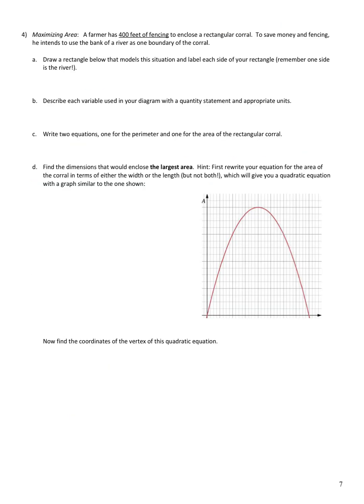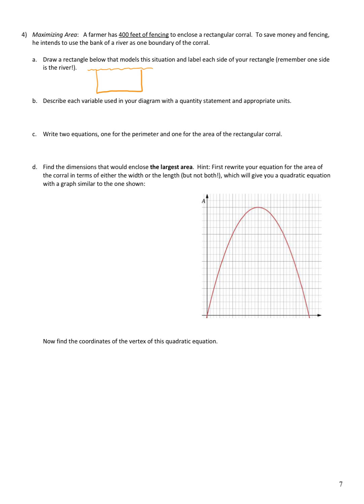Number 4, maximizing area. A farmer has 400 feet of fencing to enclose a rectangular corral. To save money and fencing, he intends to use the bank of a river as one boundary of the corral. So draw a rectangle below that models the situation and label each side of your rectangle, and one side is a river. So I'm going to put a little squiggly line for my river, and then I'm going to build a rectangular corral up against the river, like that.